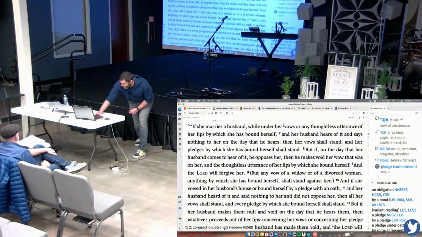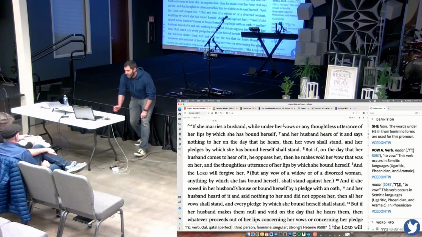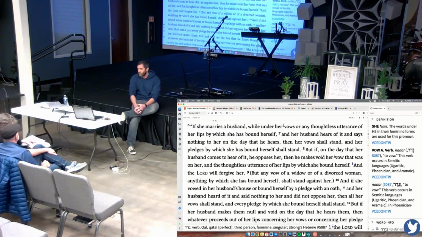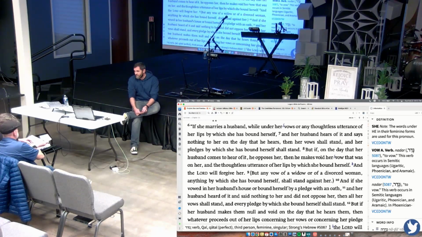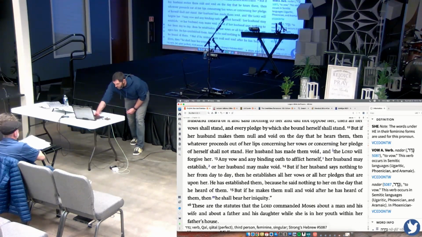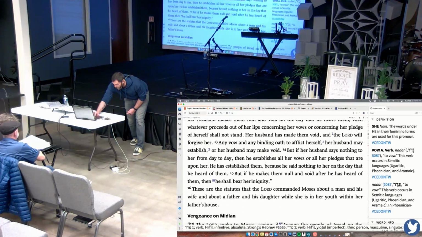But let's say she's not a youth anymore. She's not in her father's house. Now she gets married. And she vows, if she marries a husband, well under her vows or any thoughtless utterance of her lips by which she has bound herself, and her husband hears of it, and says nothing to her on the day that he hears, her vow shall stand. But if on that day her husband hears of it, he opposes her, then he makes void her vow that was on her, and the thoughtless utterance of her lips by which she bound herself, and Yahweh will forgive her.